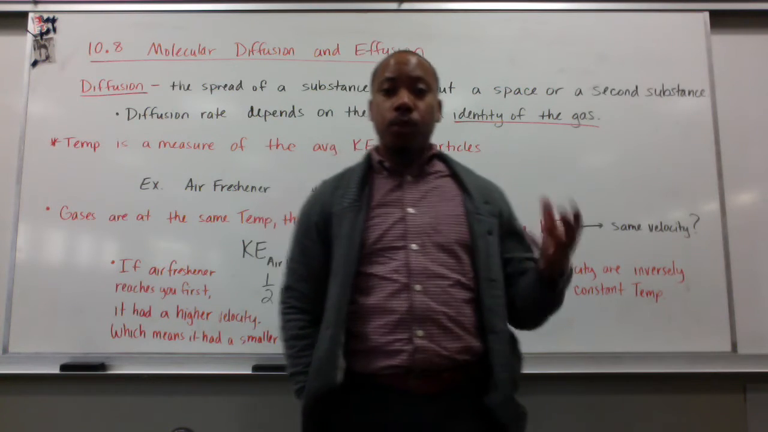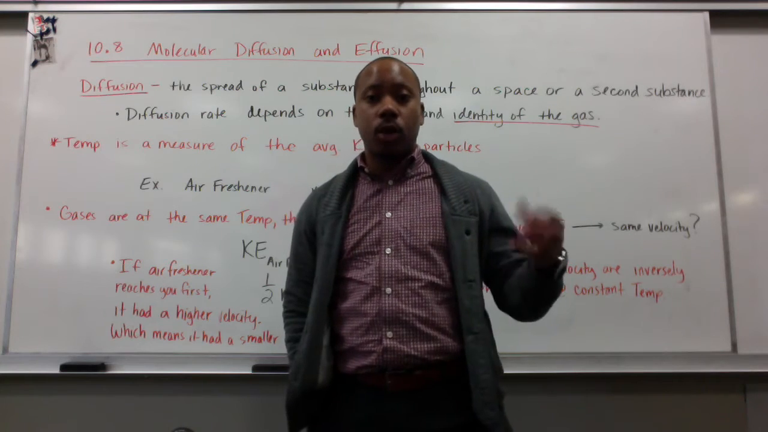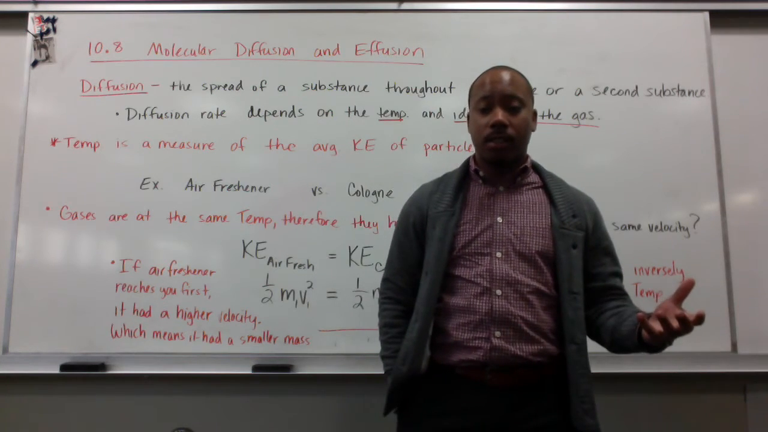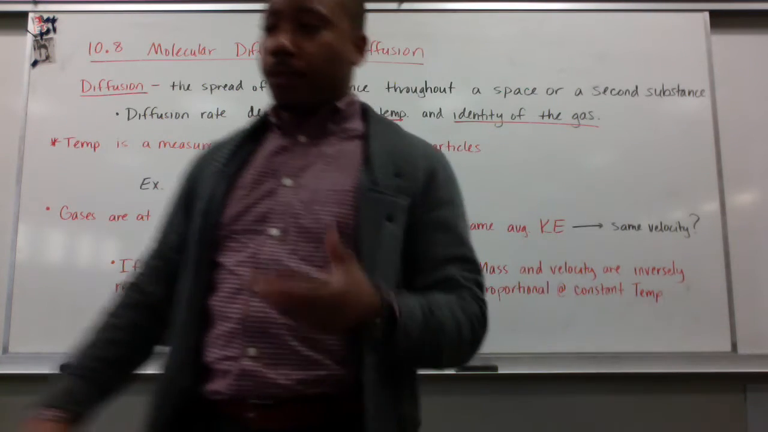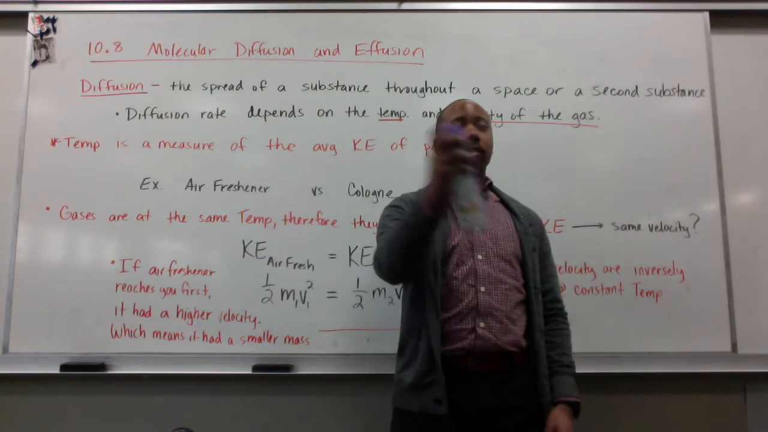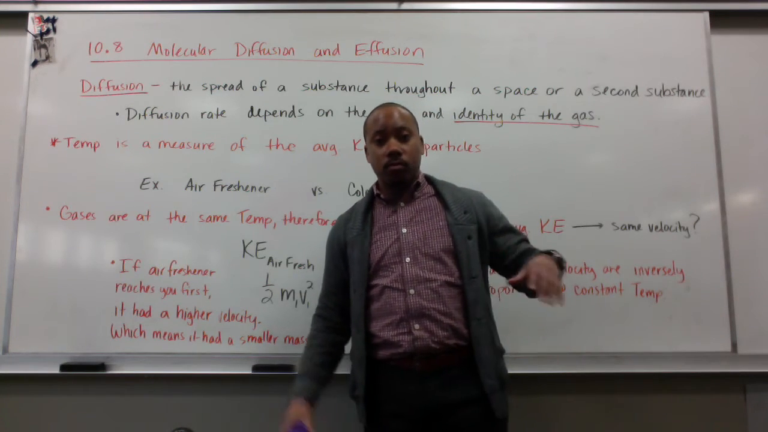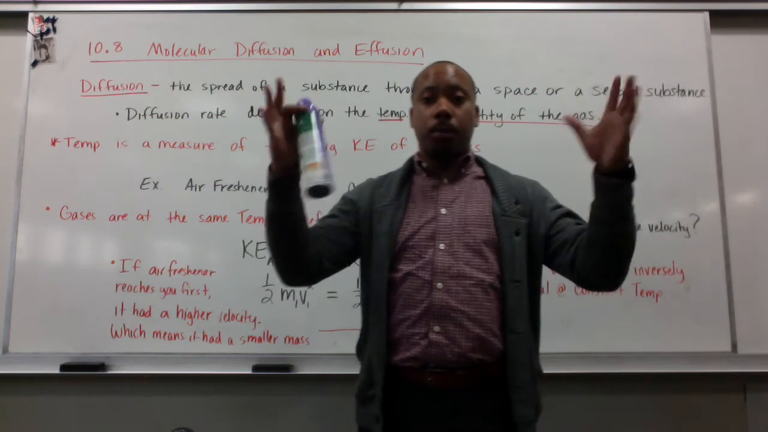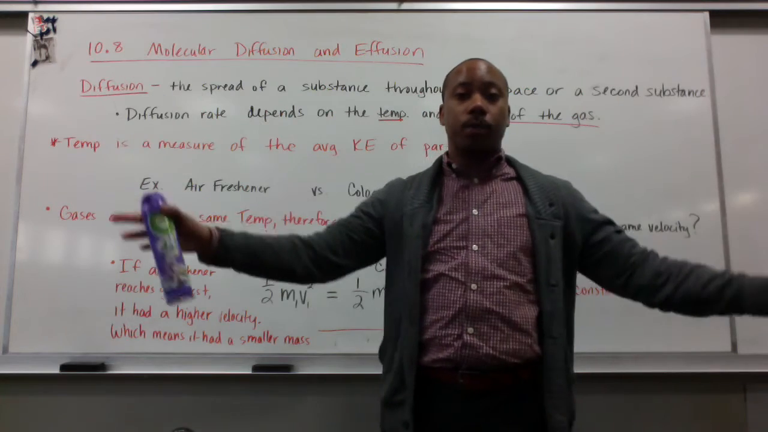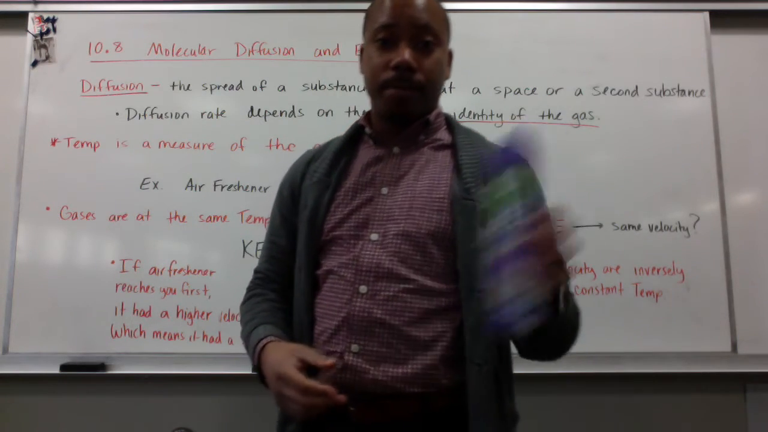Now you may have heard of diffusion before. Diffusion is the spread of a substance throughout a space or throughout a second substance. An example of diffusion would be something simple. Let's say we have air freshener, we spray it in the air, and eventually it will leave this concentrated place and diffuse outward and spread throughout the room, making the entire room smell like lavender.